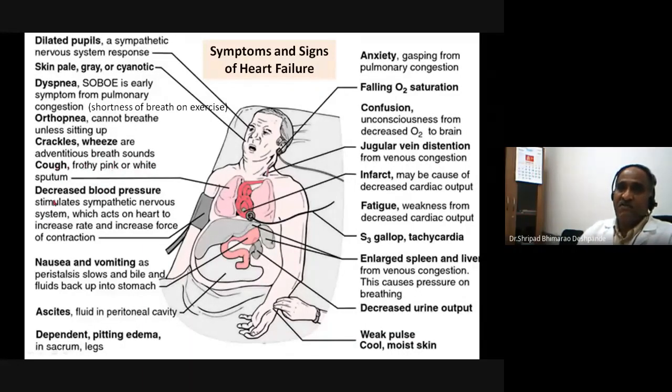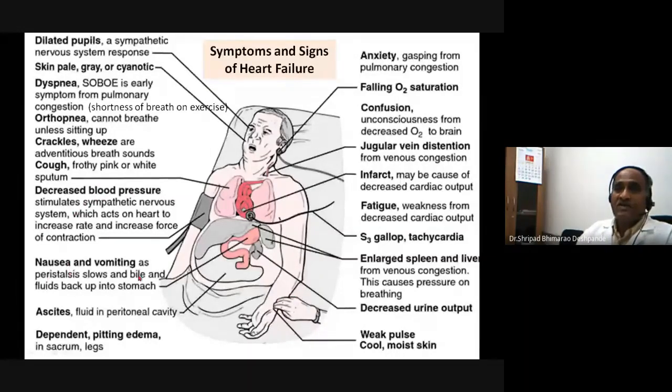That is the cough. Then decreased blood pressure: because the ventricles have failed, they are not pumping, so the blood pressure is low. And this again stimulates the sympathetic system, which acts on the heart to increase the rate and force of contraction. So there is a decreased blood pressure, but if you record the radial pulse, you may find an increased rate of contraction. So that is one aspect.